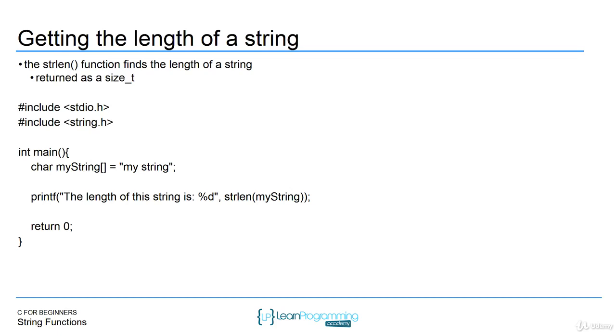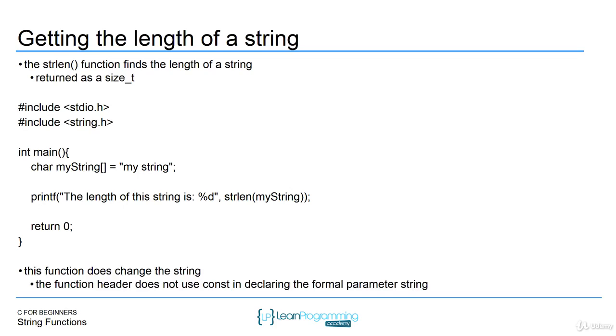It's one of the most often used ones because you often want to get the length of a string when you do validation checks or anything really. If you want to make sure there's no buffer overflows, you can do that as well. This function does not change the string, so the function header uses const in declaring the formal parameter string. If you were to go and look at string.h inside usr/include in your directory, you would see that it's defined as a constant.